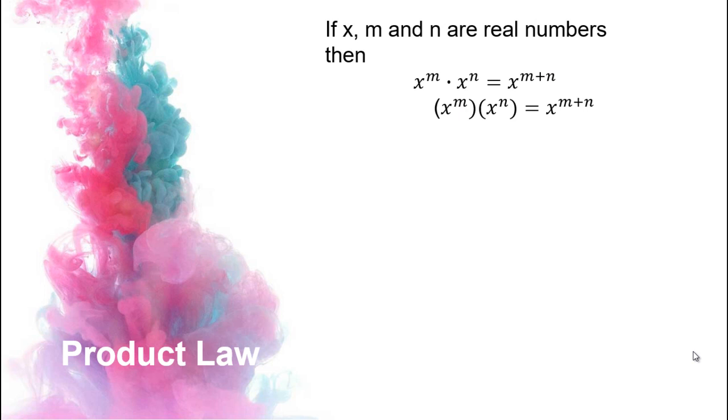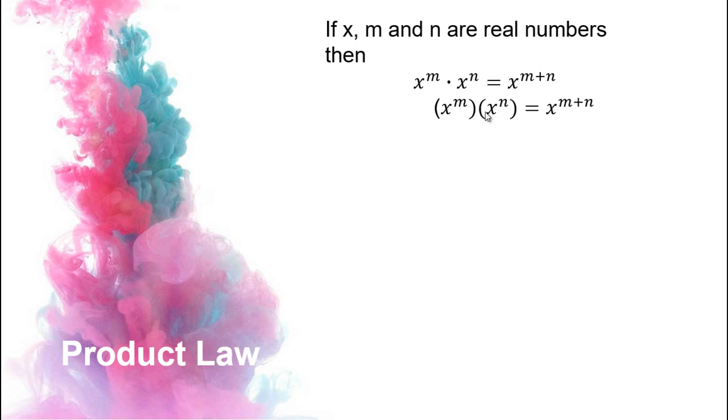So first we have the product law of exponents. If x, m, and n are real numbers, then x to the power of m times x to the power of n. Notice that the dot indicates multiplication. So, if you multiply expressions with the same base, here x and x raised to different exponents, then it is equal to x raised to the power of m plus n. So, if you are multiplying expressions with the same base, just copy the base once, then add the exponents. Or you can have it like this, no?